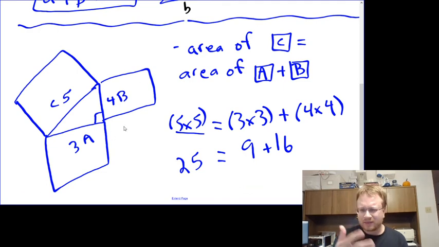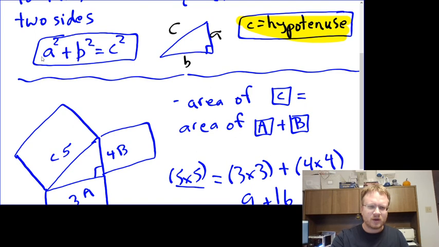But we don't need to write this. We don't need to draw squares every time. We can just go here: a squared plus b squared equals c squared. We can just use the formula, and we can just fill in the numbers that way.